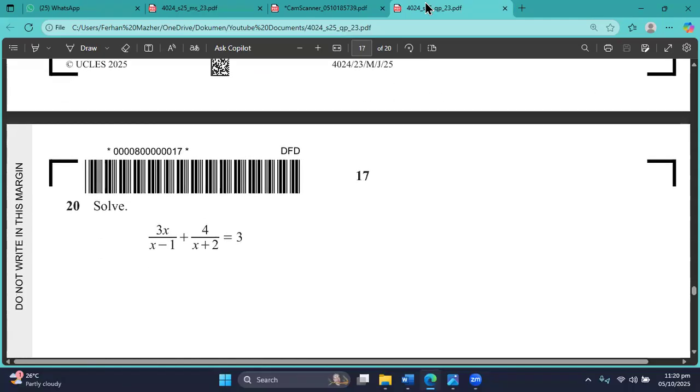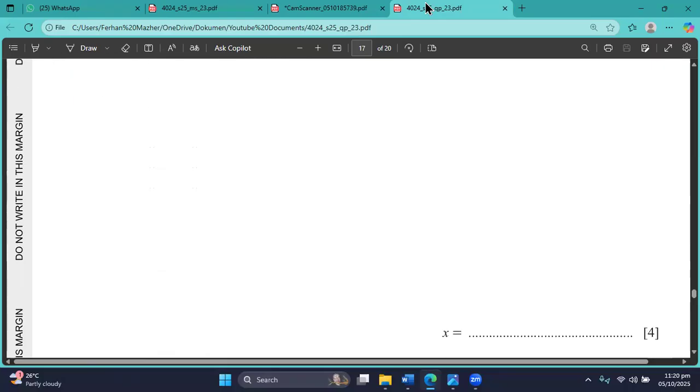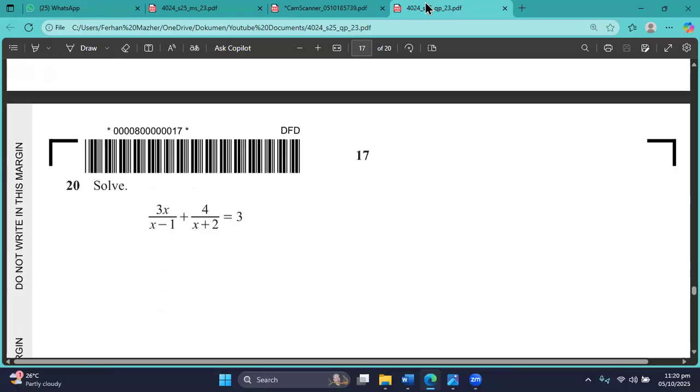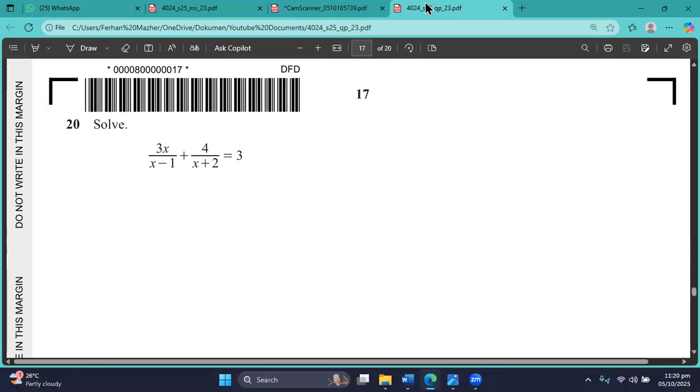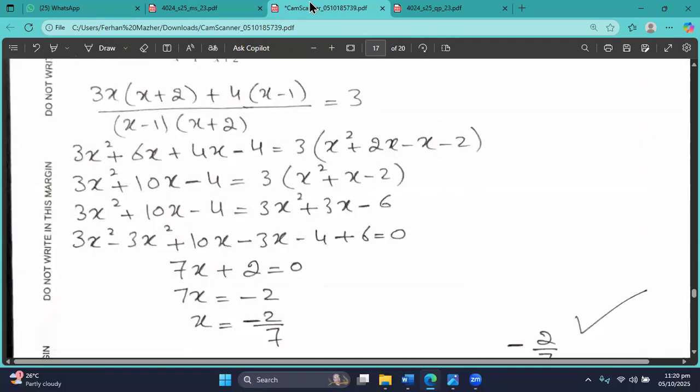Okay, then we have question number 20. It says solve. Here we have to solve it. A very simple, straightforward, 4-mark question. So that is 3x divided by x minus 1 plus 4 divided by x plus 2 equals 3. So take the LCM. Very simple, straightforward question.